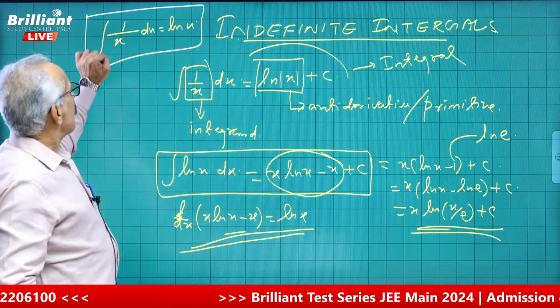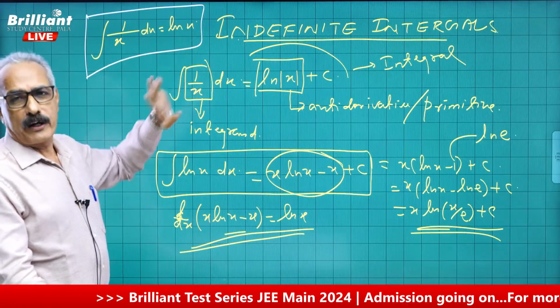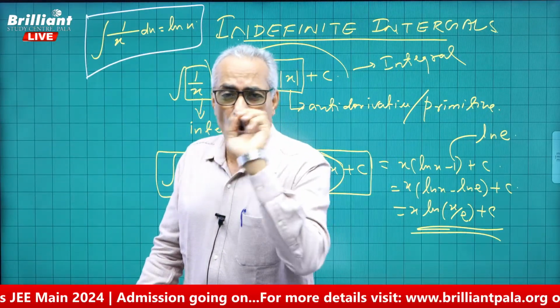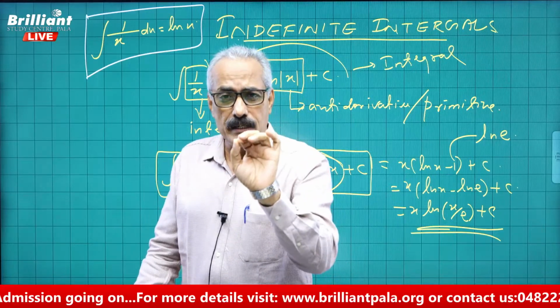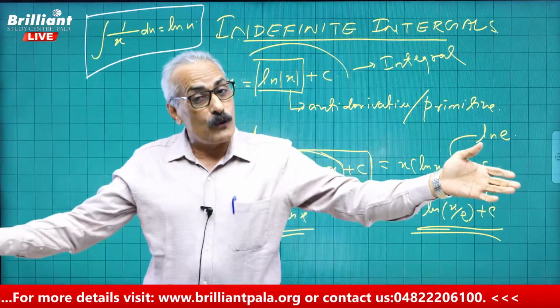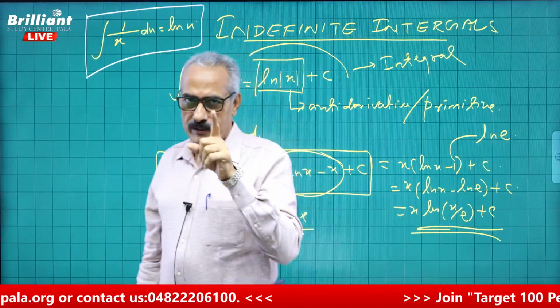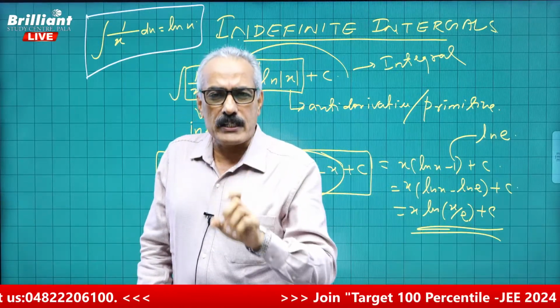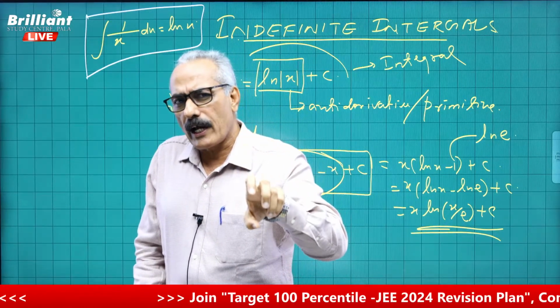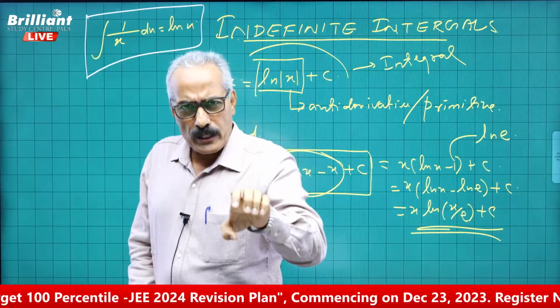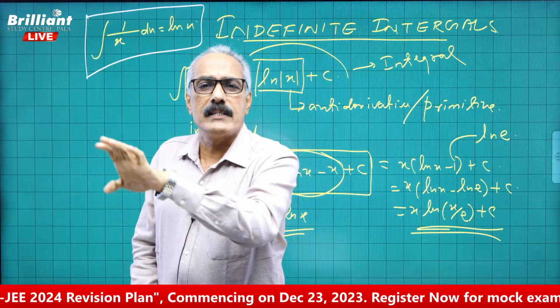So the integral of 1 by x with respect to x is equal to log x. Therefore, the integral of 1 by z dz is equal to log z. The integral of 1 by t dt is equal to log t. That's what I told you. What's in a name, what's in a variable? Nothing. Whatsoever be the question, make sure that before you apply the answer, your question is exactly the same as the formula.